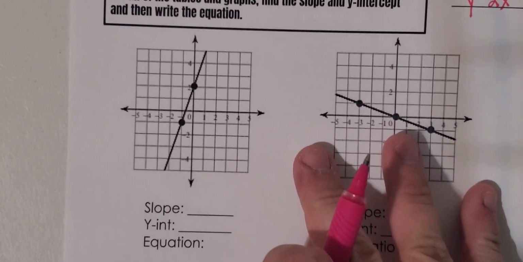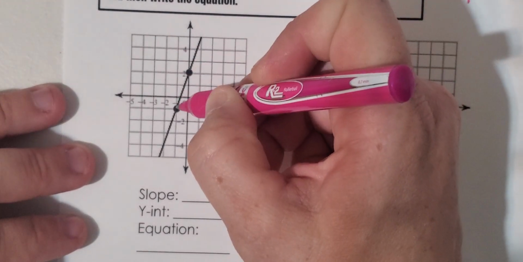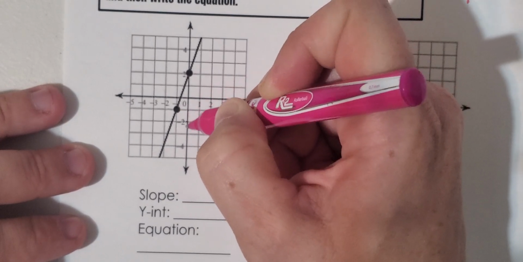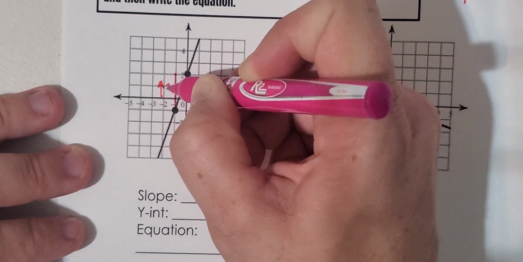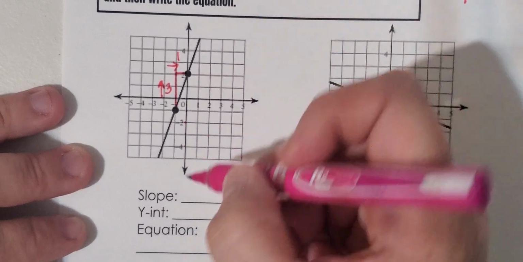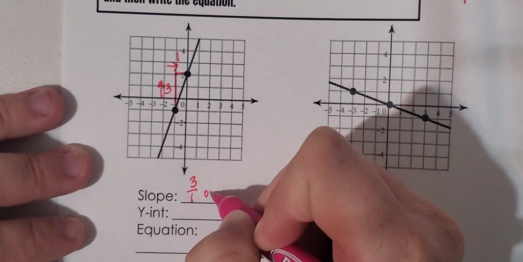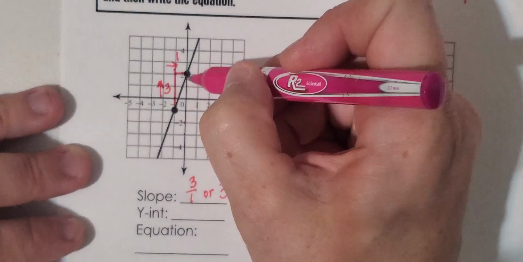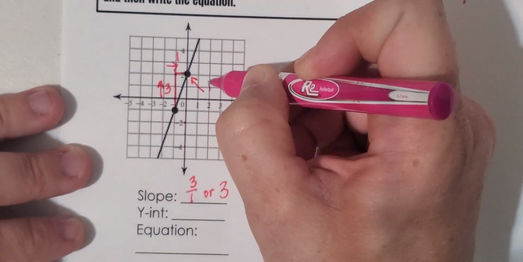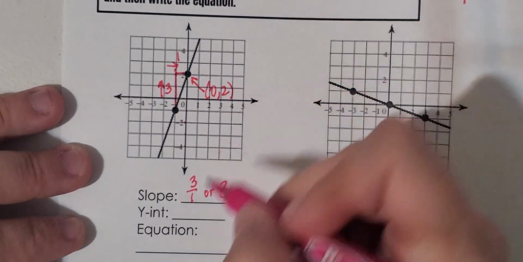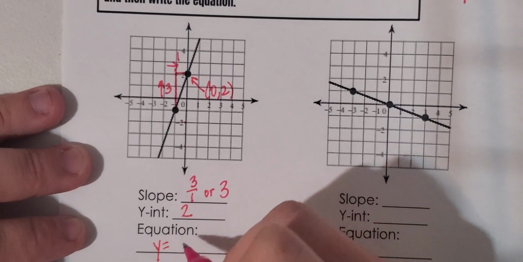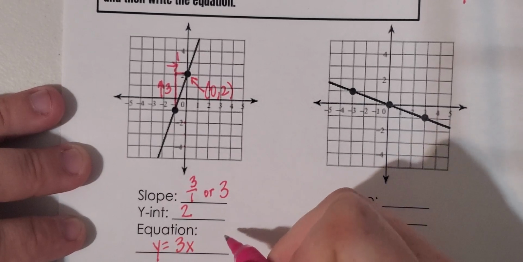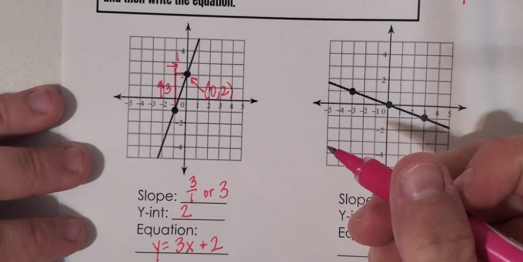I can do the same thing with graphs. I can find my slope and my y-intercept and then write my equation. So from one point to another point, since my lines go by ones, I'm going to go up and count by ones. So I'm going to go up 3 numbers and to the right 1 number. So my slope would be 3 over 1 or just 3. My y-intercept crosses at 0, 2. So my y-intercept would be at 2. And my equation would be y equals 3 as my slope, and then 2 is my y-intercept.